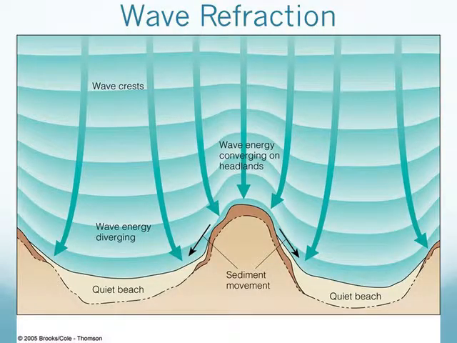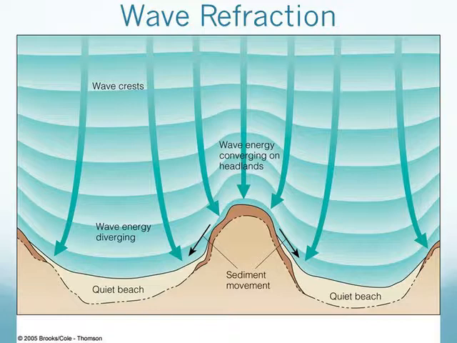Next, we have wave refraction. So here, the wave comes in contact with the shore, and when it comes in contact with the shore, the energy from the wave doesn't just dissipate. It starts to form according to the topography of the shoreline.